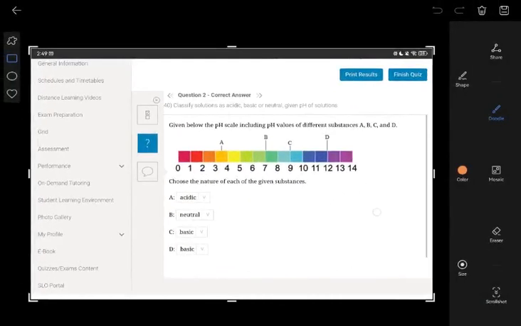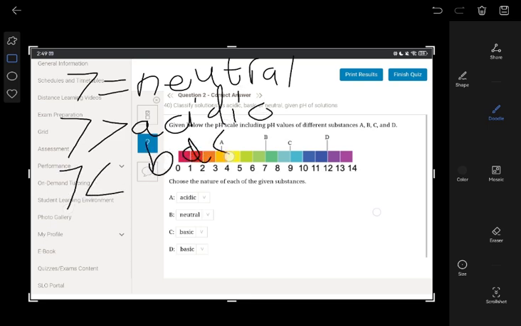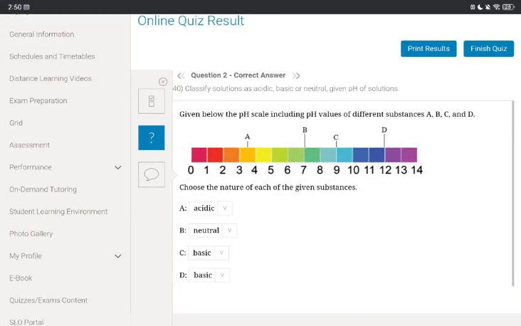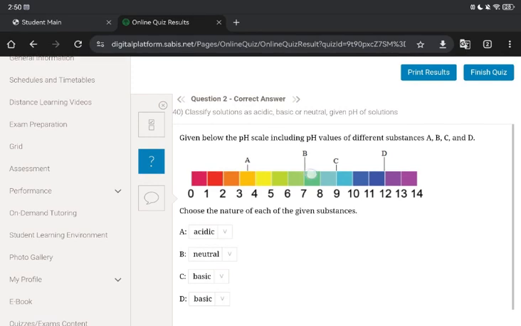You only have to memorize 3 facts and they're all extremely easy. Anything equal to 7 is neutral. Anything with a pH of 7 is neutral. Anything with a pH less than 7 is acidic. Anything with a pH more than 7 is basic, or alkaline, whichever one you want. They're both correct. It's both the same thing. So look here. This is less than 7. It's acidic. This is 7. It's neutral. It's more than 7, it's basic. So acidic, neutral, basic.